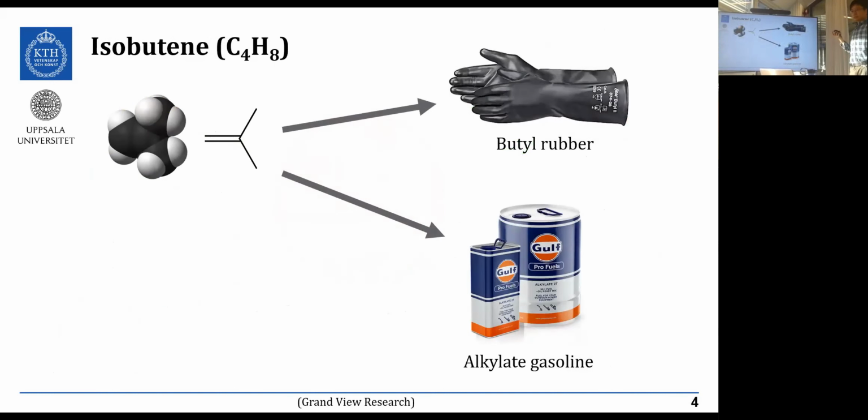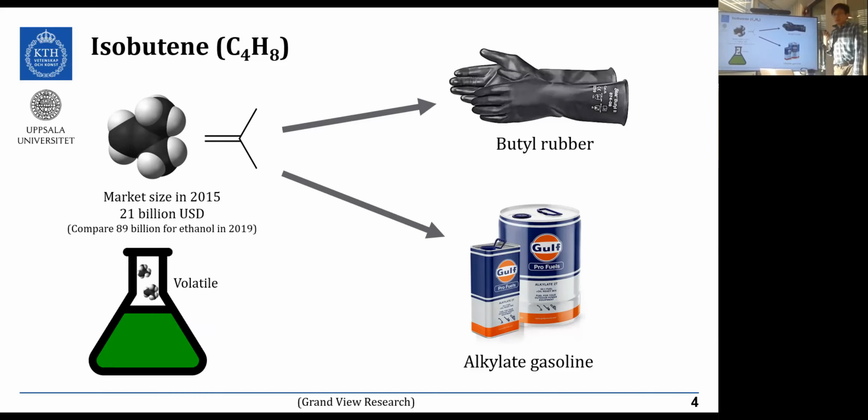Among all the possible compounds, we chose isobutene to be the focus of this study. Isobutene is a volatile compound that can be converted into rubber and gasoline. The reason we chose it is, one, it has a large market size, and two, it is volatile, so it's mostly released into the headspace, which will minimize the potential product toxicity.